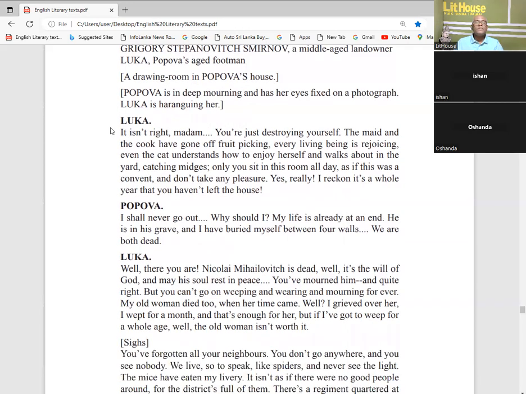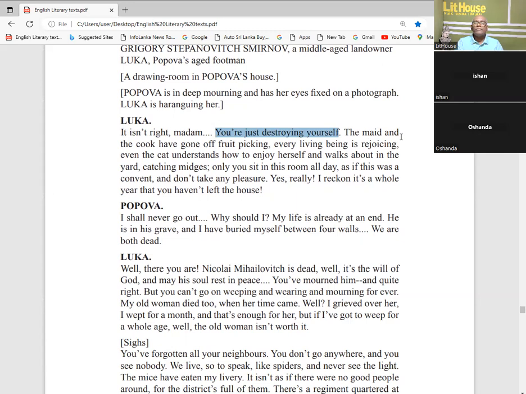He knows such and such things about life that Popova does not know. Now let's listen to Luka's words. It isn't right, madam. Madam refers to Popova. Madam, this is not okay. This is not good. You are just destroying yourself. You are destroying your life. The maid and the cook, underline, the maid and the cook have gone off fruit picking. The maid means house servant. The cook, they have gone picking some fruit.